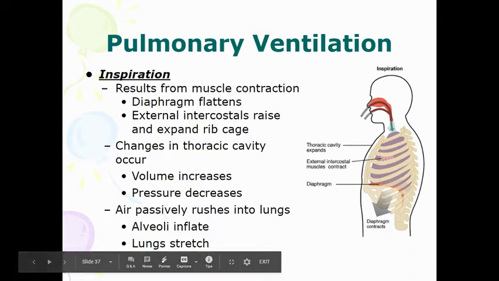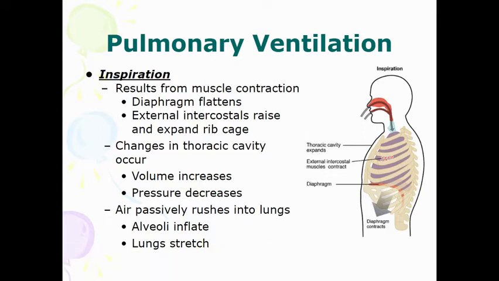So one of the phases is inspiration. This is breathing in. Inspiration is the result of muscle contraction. When the diaphragm contracts, it flattens. And when the external intercostals contract, it raises and expands the rib cage. This causes changes in the thoracic cavity. The volume increases because of those contractions, and it also decreases the pressure. Because of that, air passively rushes into the lungs, stretching the lungs as the alveoli inflate.